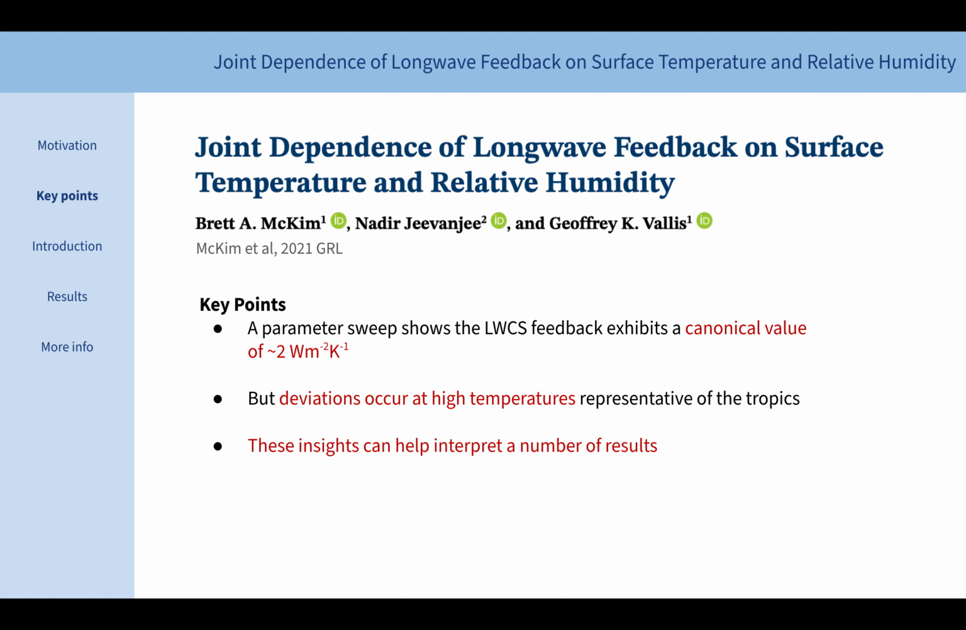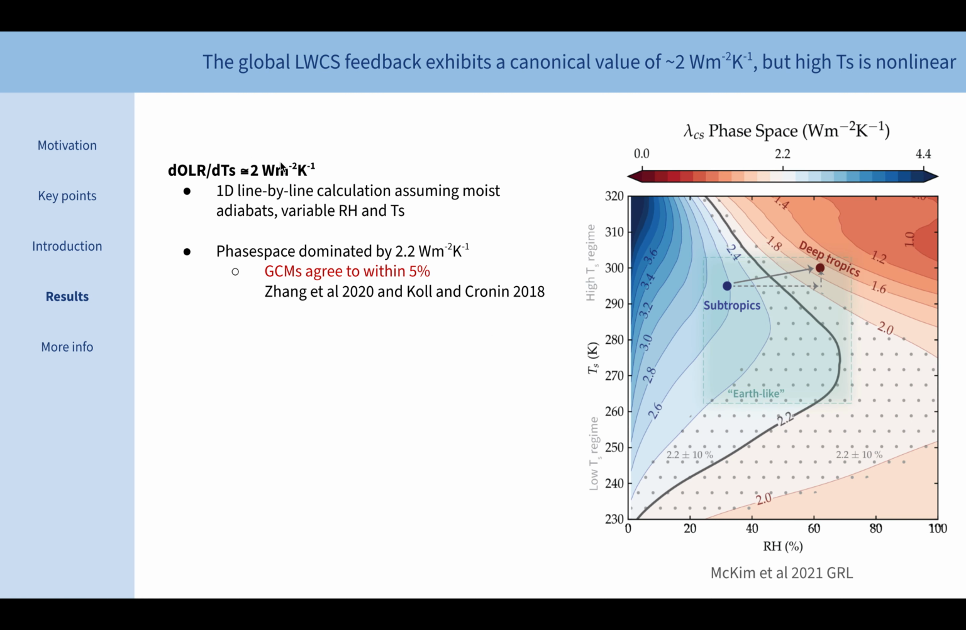The results I'm going to show today come from a paper recently published in GRL, which you can also find on my website. The key points to take away are that a parameter sweep shows that the longwave Clearsky feedback exhibits a canonical value of about 2 watts per meter squared per Kelvin. However, deviations from this value can occur at high temperatures, like in the tropics. These two insights can help us to interpret a number of results in the literature. We're going to try to reproduce this roughly 2 watts per meter squared per Kelvin seen in the GCMs in a single column model.